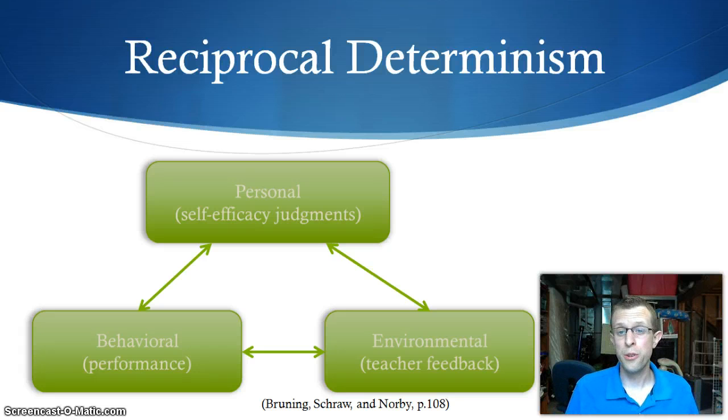The theory of reciprocal determinism discusses the idea that these three factors, personal factors, environmental factors, and behavioral factors, are all interrelated. So it doesn't make sense to consider one without considering the other. Personal, we're talking about student attitudes, beliefs, ideas, and emotions. Environmental, we're talking about the teacher, the classroom, and other students, and what things they're all doing and what effect they have on the student.